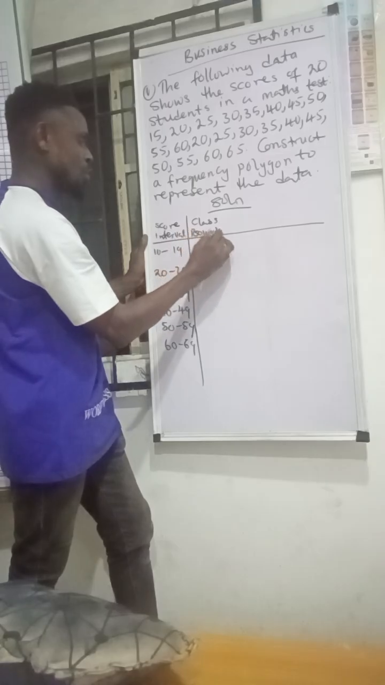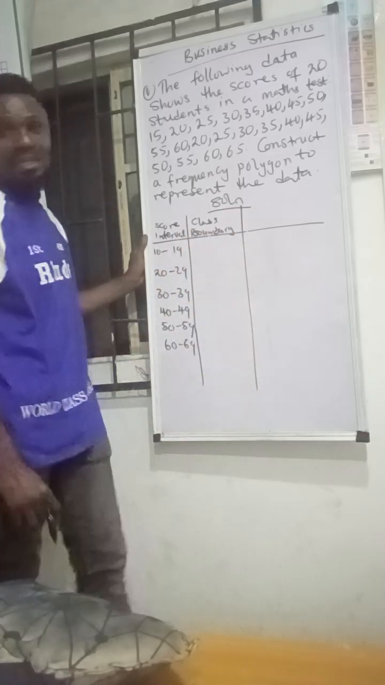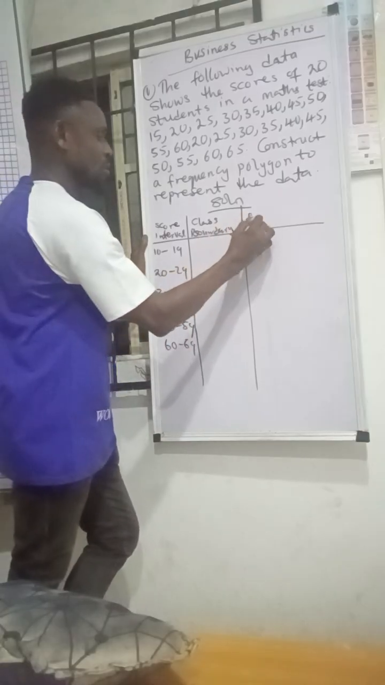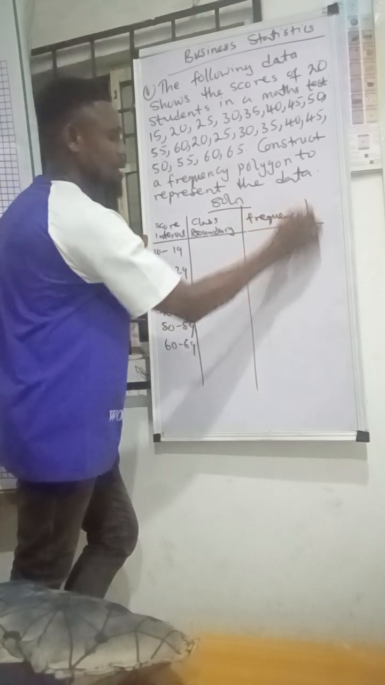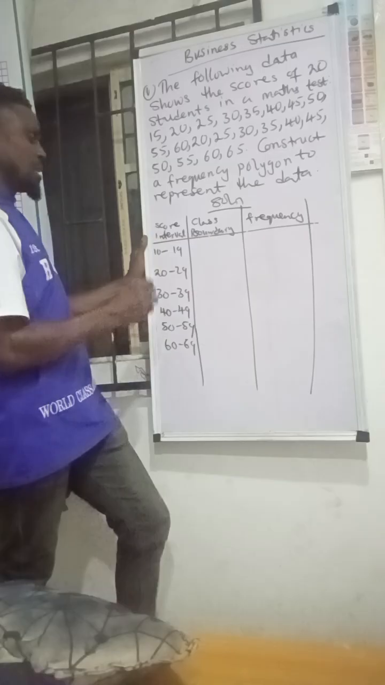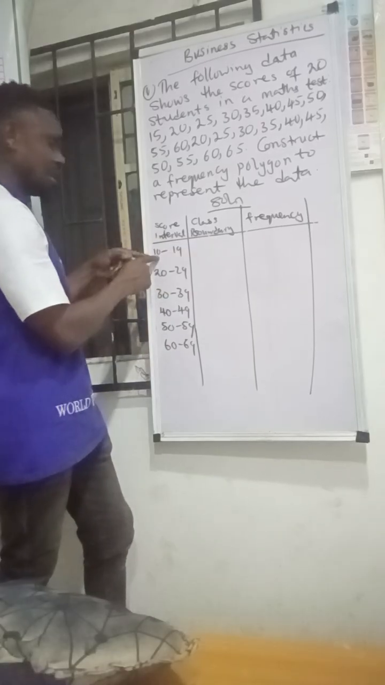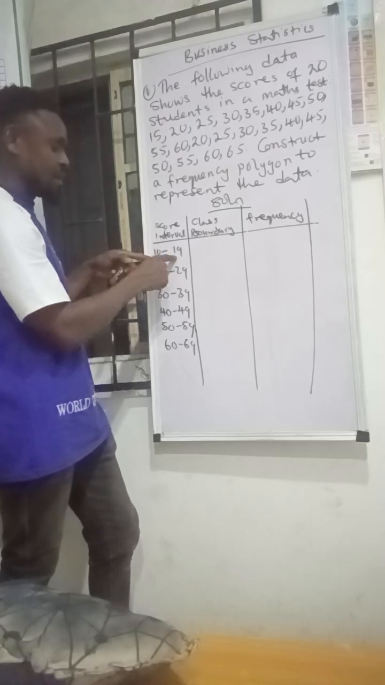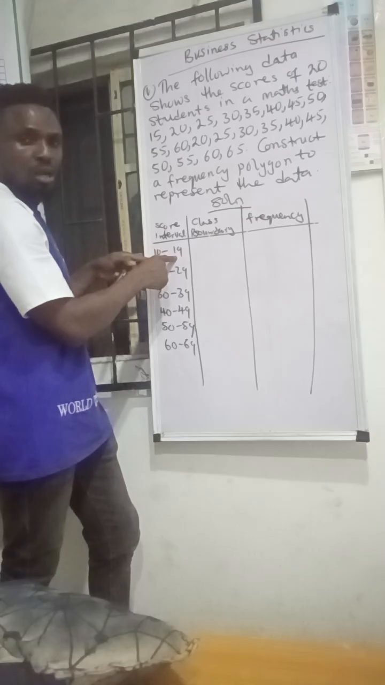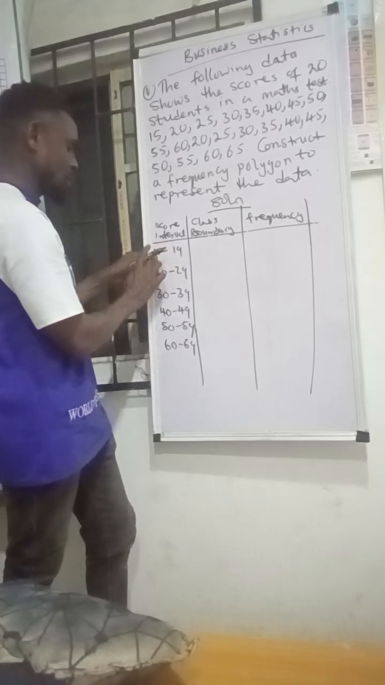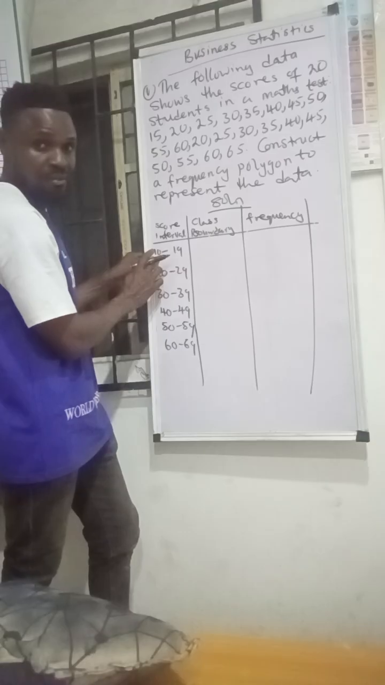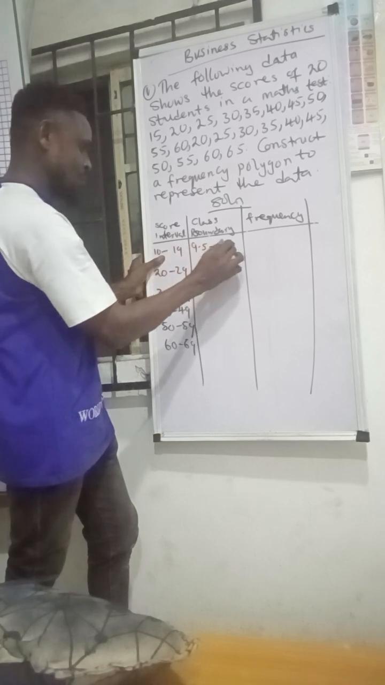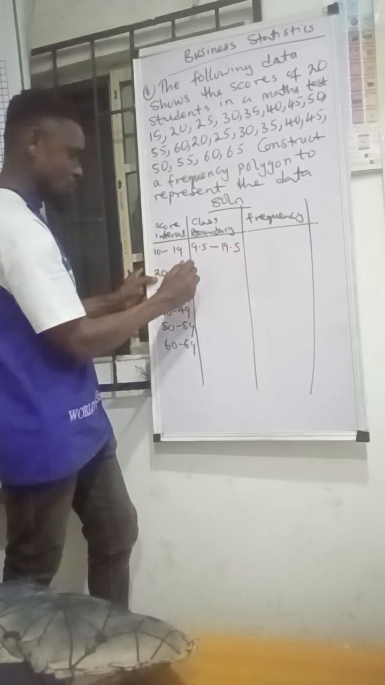To get the frequency polygon, we must first construct the histogram. So let's look at the class boundary, then the frequency. To get the class boundary, it's just simple: subtract 0.5 from the lower class limit and add 0.5 to the upper class limit. So here this gives us 9.5 to 19.5.